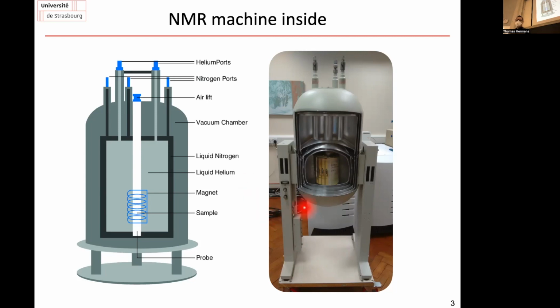What does the machine that you use actually look like? So nowadays, these magnets are very well protected. So they have different layers, and there's a good reason. So here inside, you have the magnet, right?